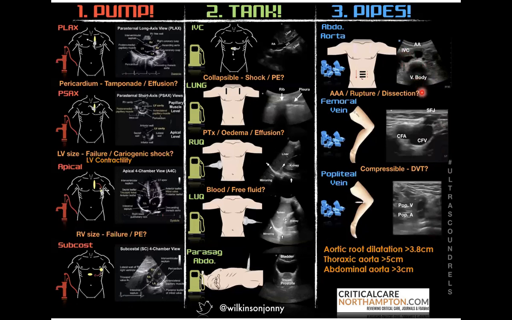Last is your vein. Just have a quick look at your vein. Look at the femoral and also popliteal. So you compress over it. If it's compressible, then there's likely less chance of DVT. But if it's not compressible, the patient more likely has a thrombosis in the vein.